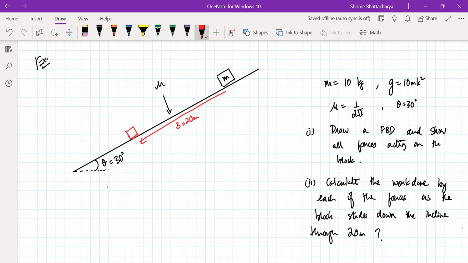So start with this question, make a free body diagram to show all the forces. And when I say show all the forces, that means you should be able to show the direction and magnitude of each and every force which is acting on the body. And once you've done that, then we will calculate the work done by these forces by using the definition of work done above.